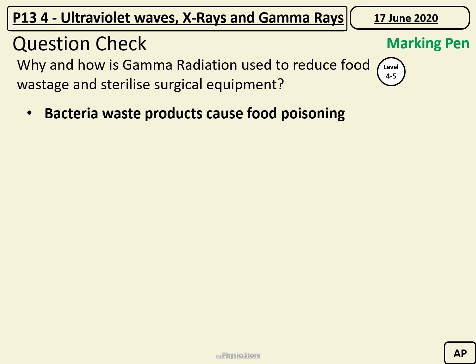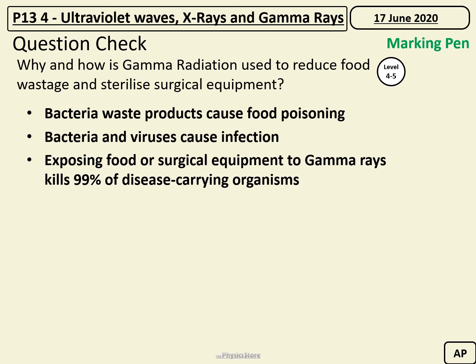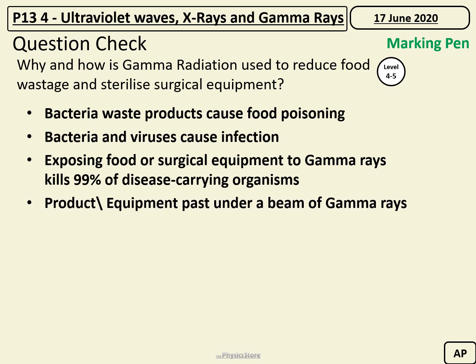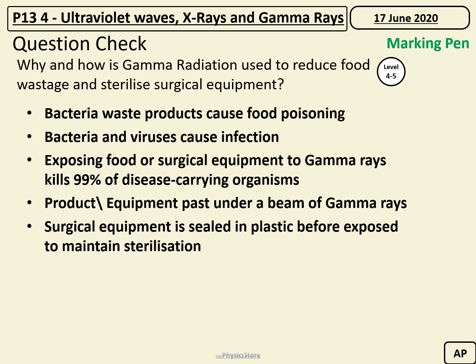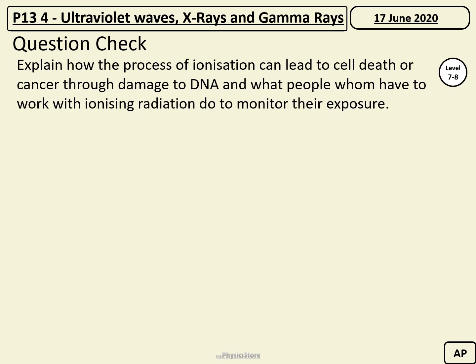So, bacteria waste products cause food poisoning. Bacteria and viruses cause infection. Exposing food or surgical equipment to gamma rays kills 99% of disease-carrying organisms. Product equipment passed under a beam of gamma rays. Surgical equipment is sealed in plastic before being exposed to maintain sterilisation.